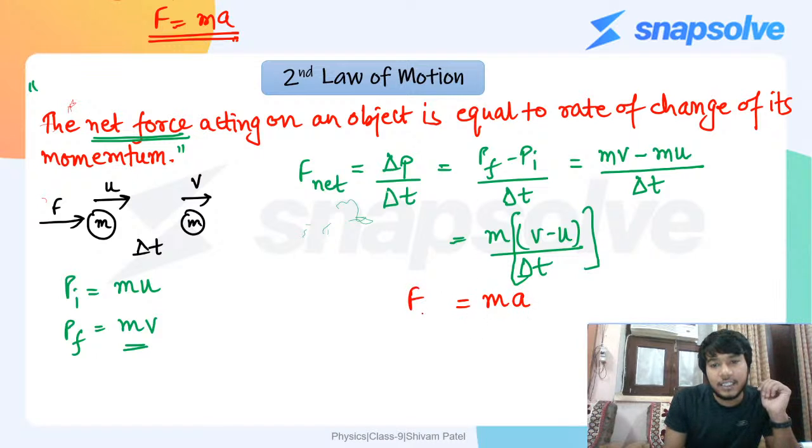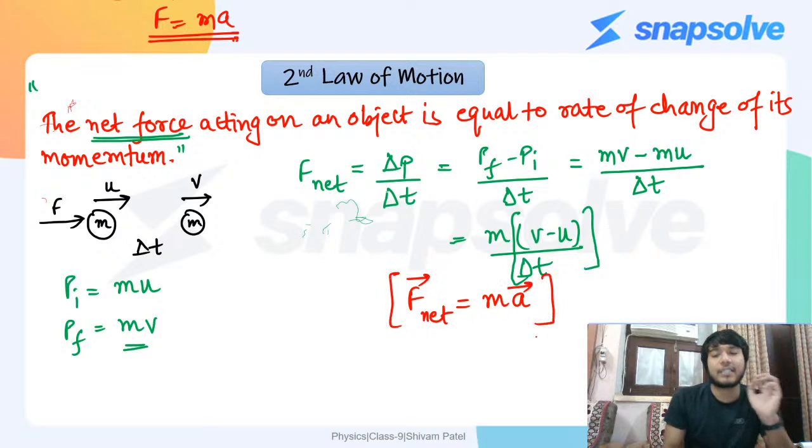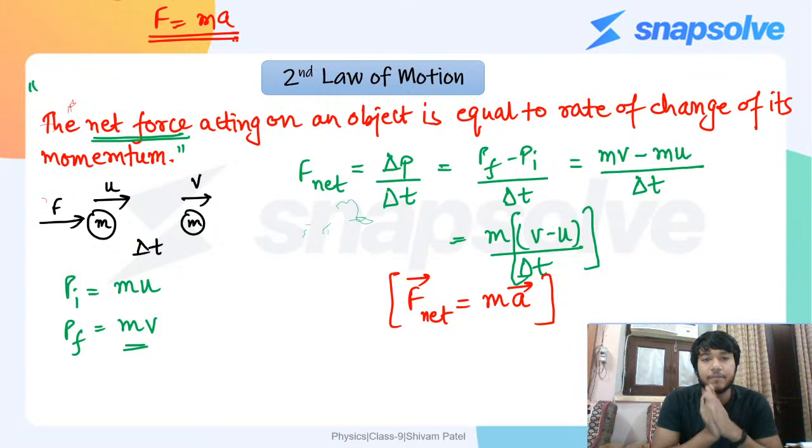So with this result, we are getting F net is equal to mass into acceleration. And please remember, force is a vector, acceleration is also a vector, and the direction of the acceleration vector will be the same as that of the force vector. So this is the result of the second law of motion, not the second law of motion itself.